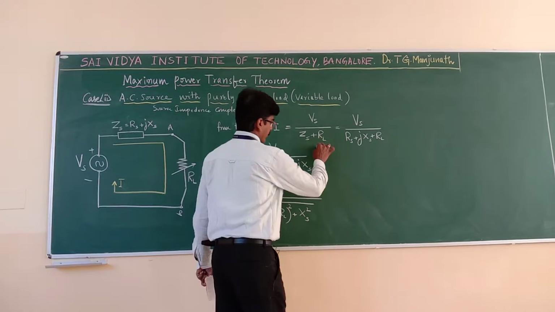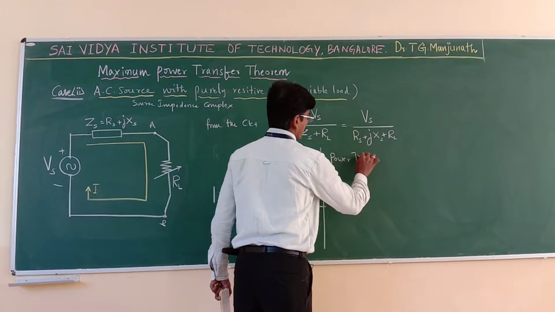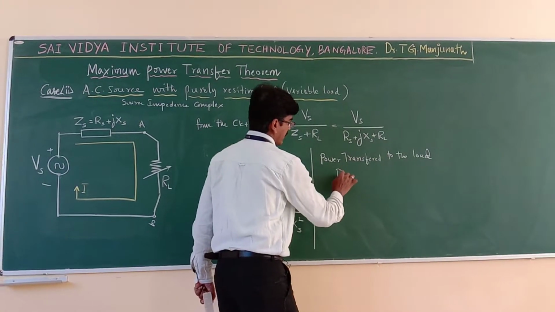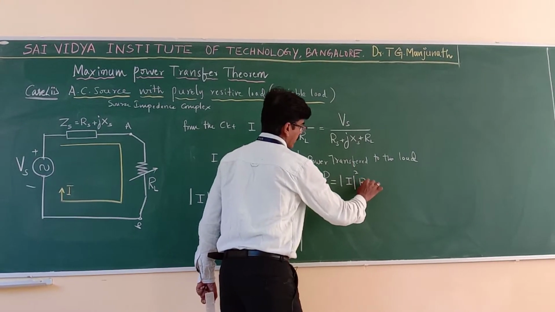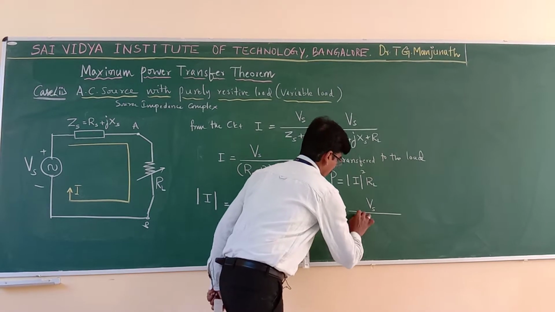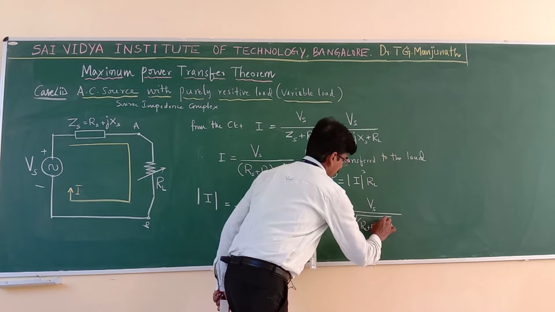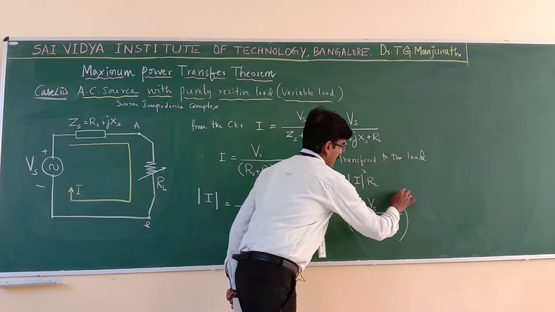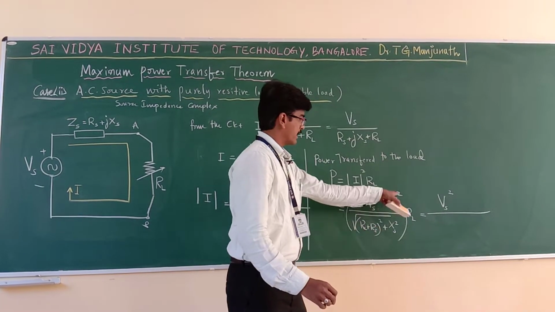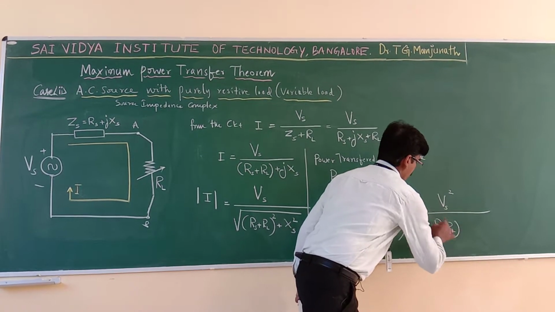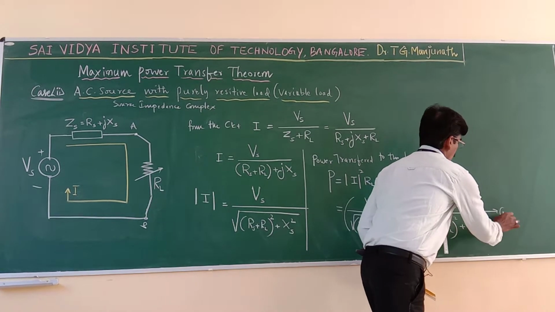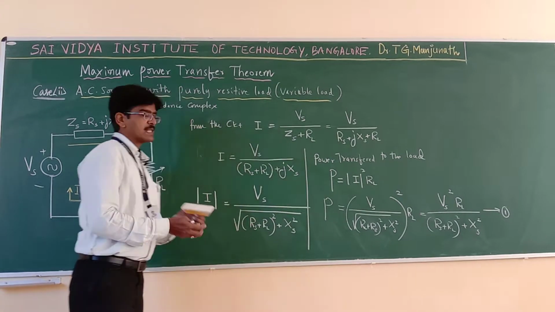Now, I have to get the equation for power. Power transferred to the load, P, is equal to the magnitude of current square into the load resistance RL. Let us substitute the current equation: Vs divided by root of (RL plus RS) whole square plus X square, this whole square, into RL. That is equal to Vs square divided by (RS plus RL) whole square plus X square, into RL, as the root gets cancelled. Let this be equation number 1. This is the equation for power transferred to the load.